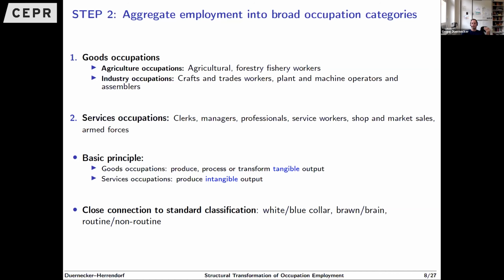Okay, so the basic principle that we apply when we classify occupations is that goods occupations are those occupations where people produce or process and transform tangible output, and service occupations are those where people produce intangible output. At first glance, this classification into goods and service occupations may look a little unusual, but in fact, there's a close connection between our classification and standard classification schemes, such as the distinction between white-collar and blue-collar workers, brawn and brain-intensive, or routine and non-routine occupations.